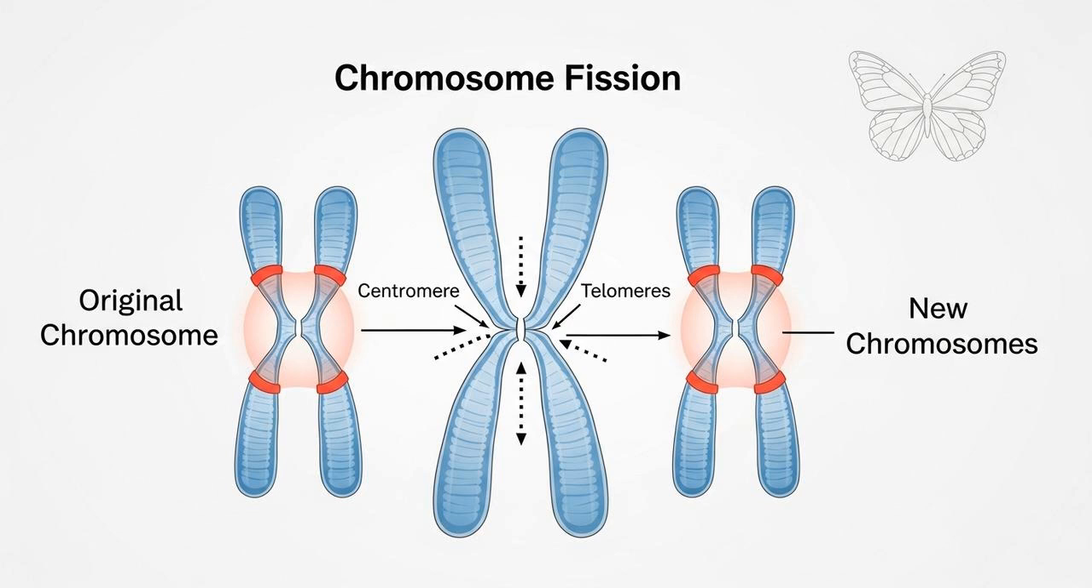For this to work, both new, smaller chromosomes have to acquire a functioning centromere and telomeres to stay stable during cell division. While fusion might be more common, fission has also played a major role in the evolution of many groups, like butterflies, where larger chromosomes seem to be more prone to splitting, driving rapid changes in their karyotypes.